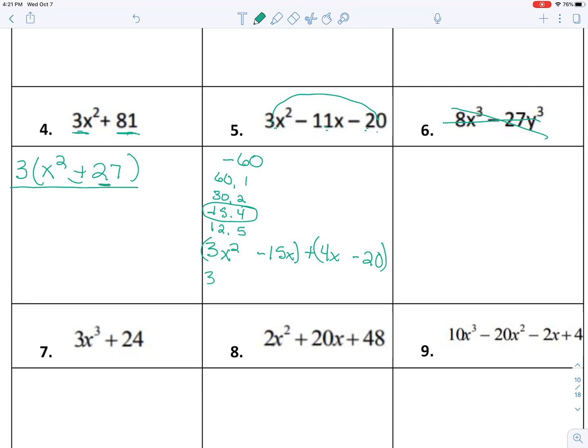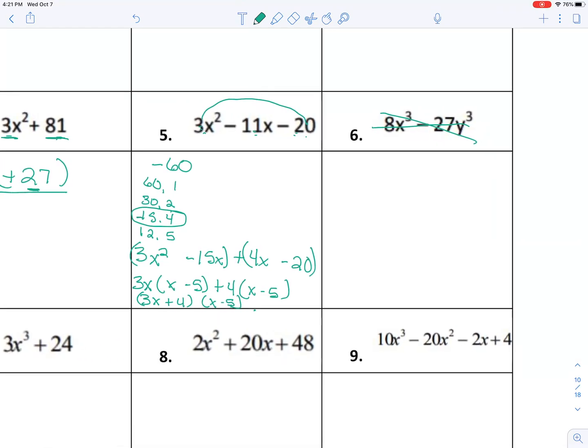Then I'm going to factor out a GCF. The GCF here is 3x, and that leaves me with x minus 5. I can factor out a 4. That leaves me x minus 5. So then factoring by grouping, I get 3x plus 4 times x minus 5.